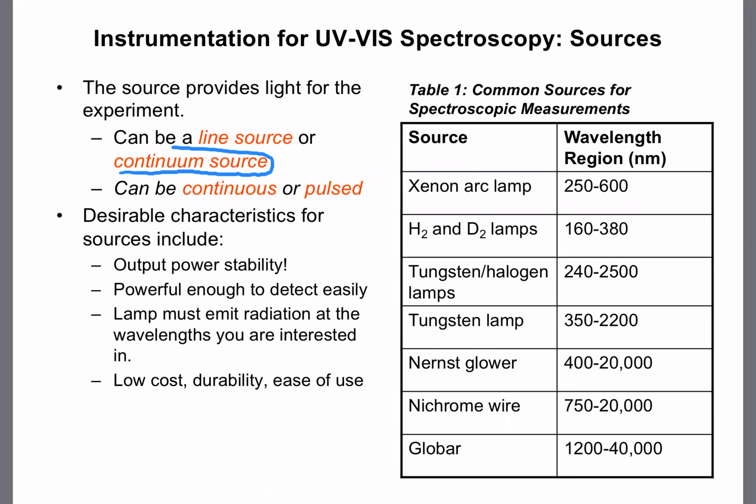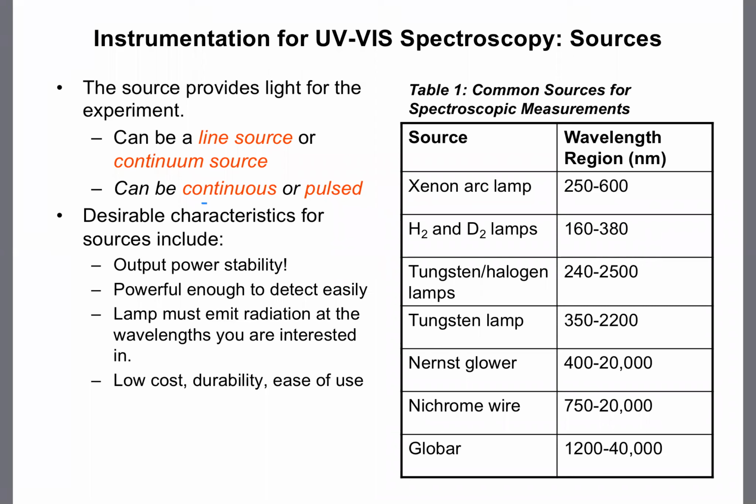Now, a continuum source gives us many wavelengths at the same time. Lots of different wavelengths. You might say it's a white light source. It produces many different colors, many different wavelengths or frequencies of radiation. Our sources for spectroscopy can really be either. Now, usually the devices that we're going to talk about are going to employ continuum sources. That's pretty typical, okay? But it doesn't have to be. It can be a line source.